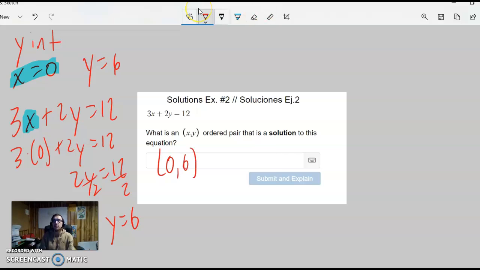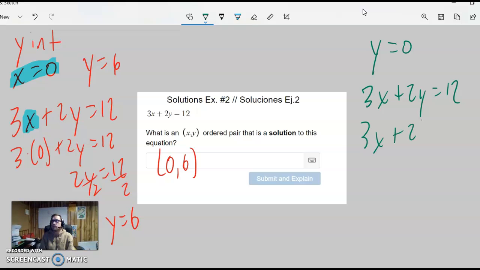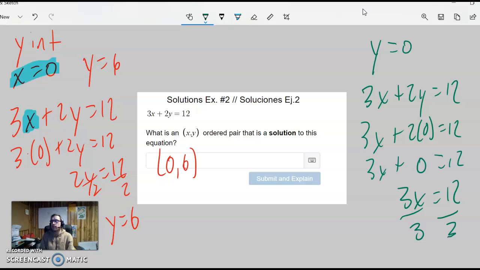And then the other really easy one to do, when you have this written in standard form, is make y equal to 0. So if I have my equation 3x plus 2y equals 12, let's make y 0. 2 times 0 is 0, plus 3x equals 12. I get 3x equals 12. Divide by 3. Boom. X is 4. So when y is 0, we have x equal to 4. And so that ordered pair would be 4, 0. And that's two of these possible solutions.